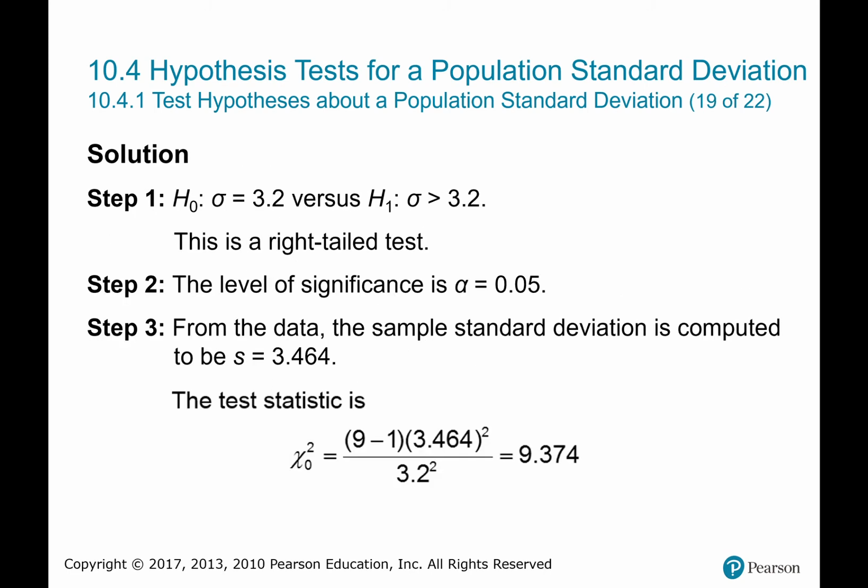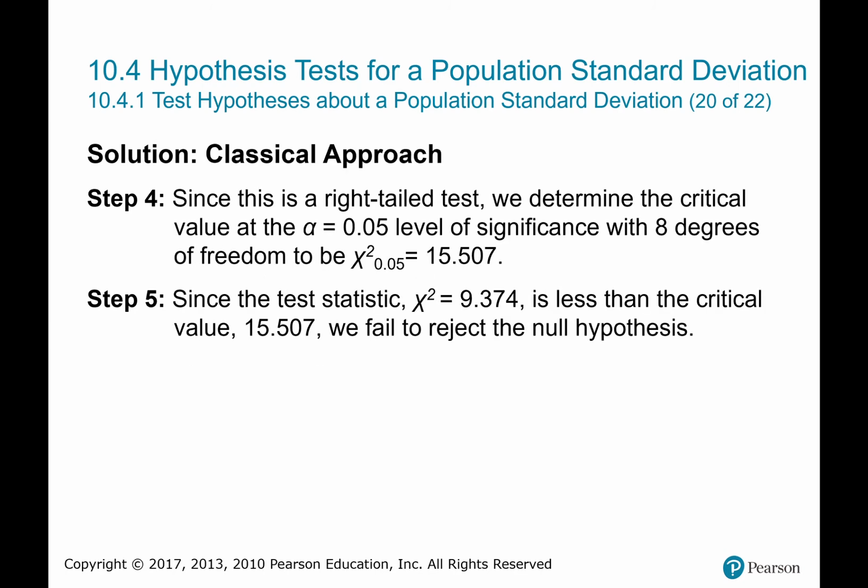Okay, so we would go and set up all of this. Obviously, she wants to calibrate it so that it doesn't put too much soda into each can or too little into each can, to keep the company from getting sued. The test statistic is 9.374 with 8 degrees of freedom, that's 15 point something.